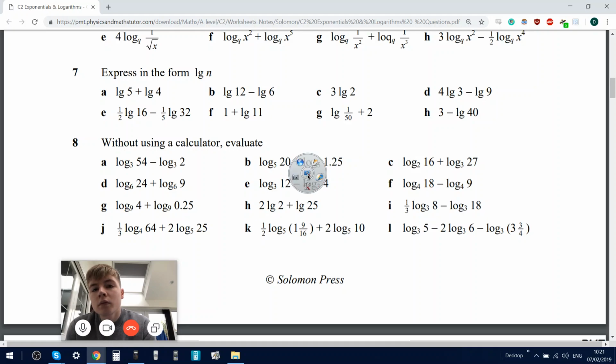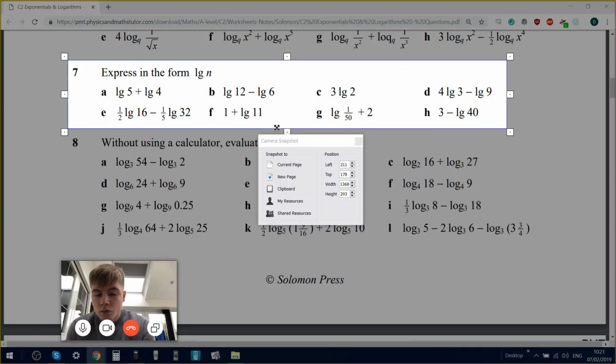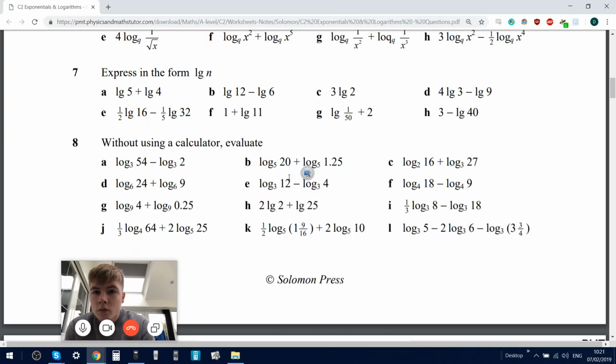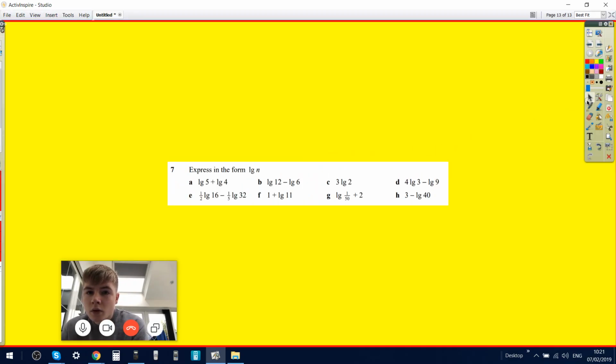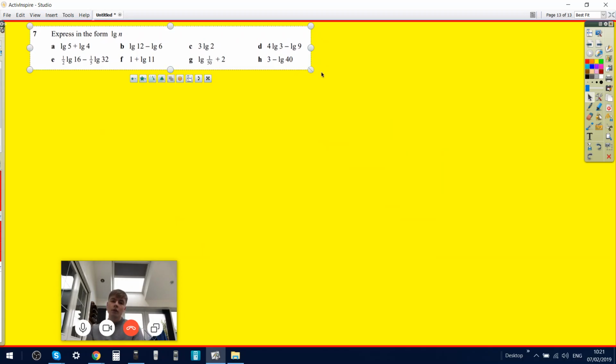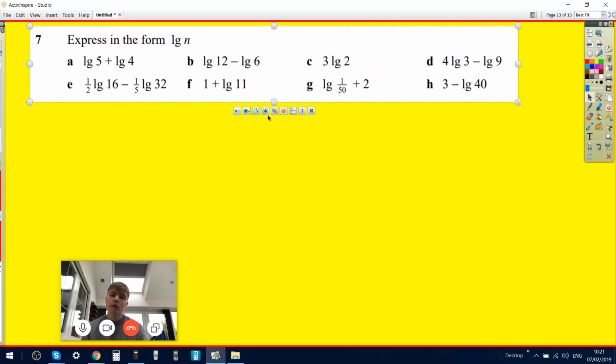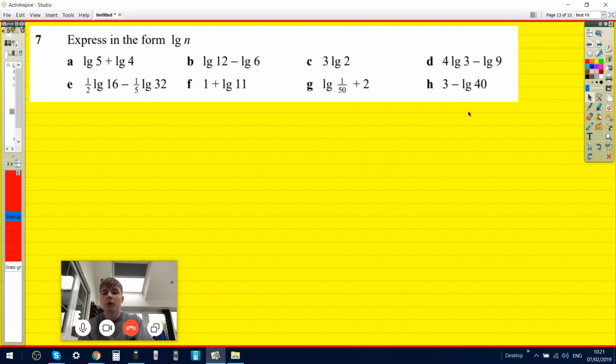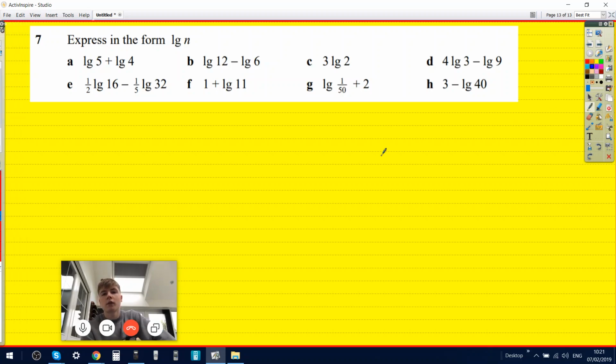How do you do part F for this one? LG is just short for log. 1 plus log 11. And you just have to write it as one log.